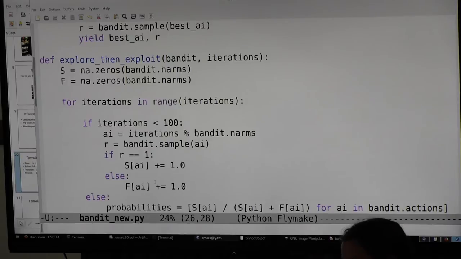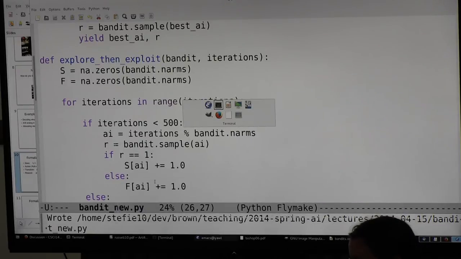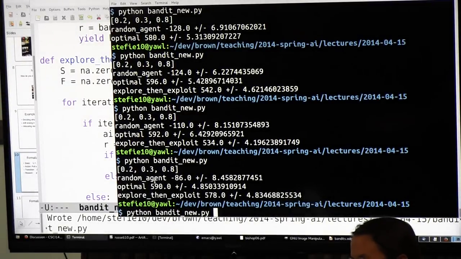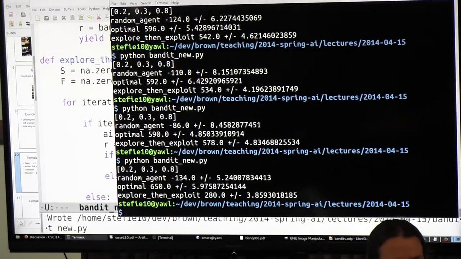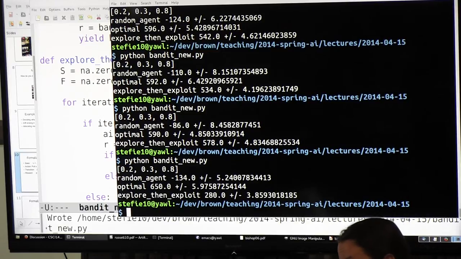So what if I decided to make this bigger, like 500? I'll make the casino very happy. Is my performance going to go up or down, do you think? Down, right. Why? Yeah, I probably already have a pretty good estimate, but I'm still going to just be pulling them for a long time until I'm really sure, and then I'm going to start pulling my slot.